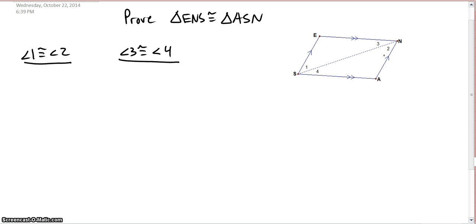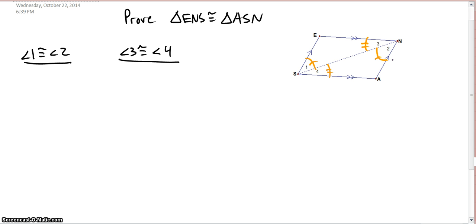Alright, so first thing I'm going to do is mark my givens. I have angle 1 congruent to angle 2 and angle 3 congruent to angle 4. So I already have two angles, so it looks like I must have a side either between the two angles or outside the two angles.